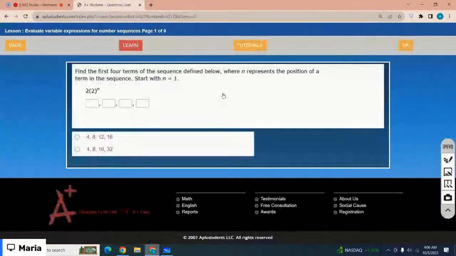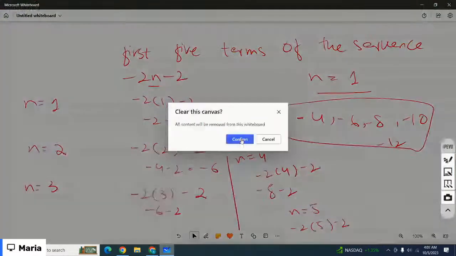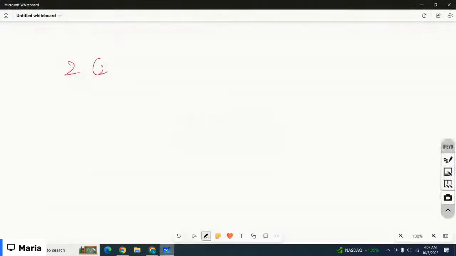Okay, find the first four terms in the sequence defined below. Write n, where n represents the position of a term in the sequence. Start with n equals 1, right? So we have to start with n equals 1. You are given the variable expression that is 2 times 2^n, right? Okay, it is 2 times 2^n. You have to start with n equals 1, right? Let's just start. Replace the n with 1.